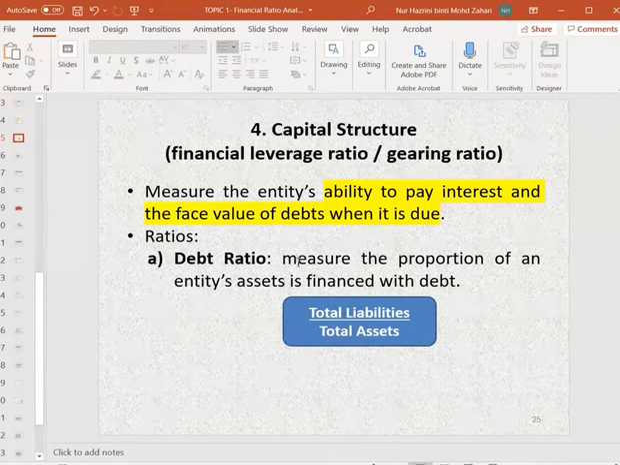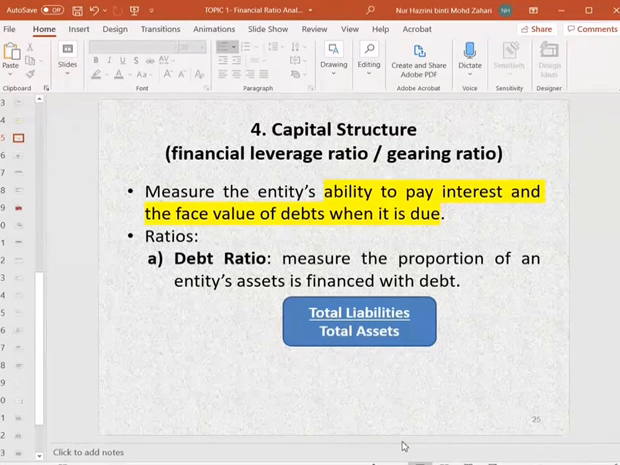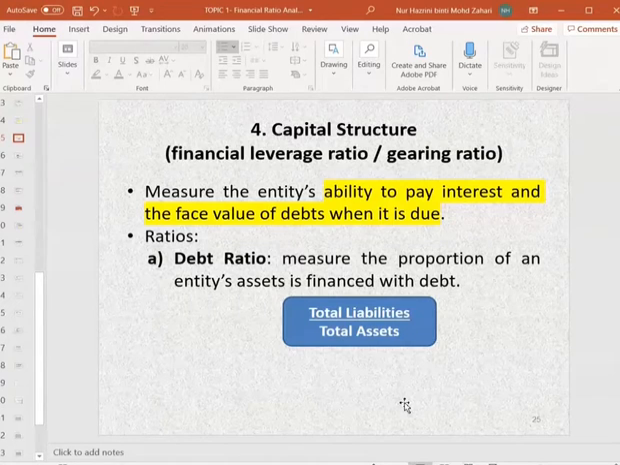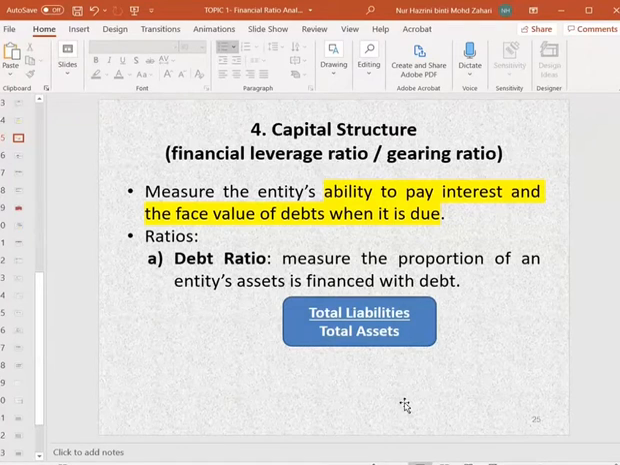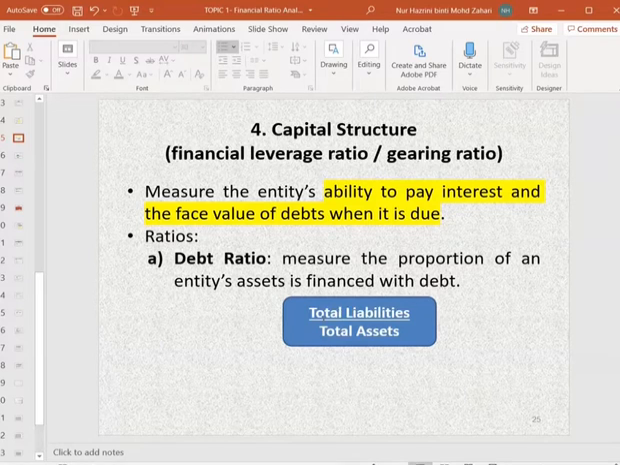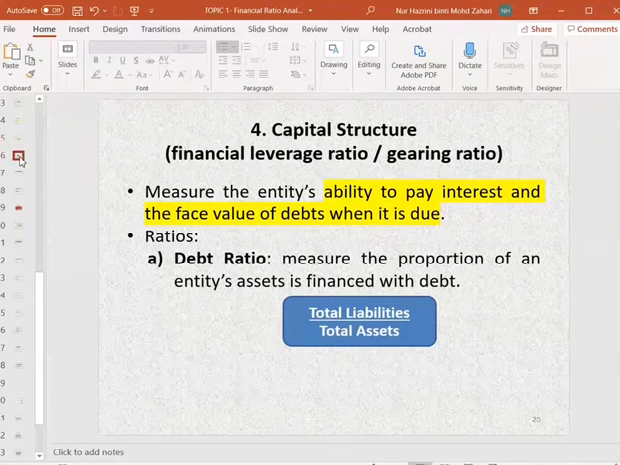Okay, so debt ratio, we want to look at the measure of the proportion of the entity's assets financed with debt. Like I said just now, to finance the company, you have two methods. The first is from issuing of shares. The second is from getting debts. Here for the debt ratio, we want to look at how much of the assets of your company is obtained using liabilities. We have this formula: total liabilities divided by total assets.